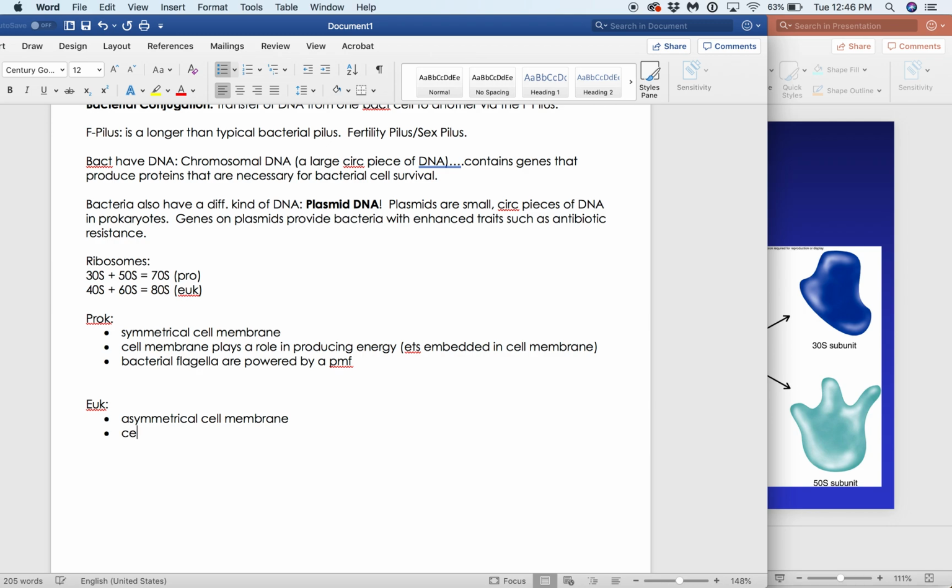So let's do this as a bulleted list too. Okay, in eukaryotes, the cell membrane plays no role in producing energy for the cell. And the eukaryotic flagella, we're going to see this on a later slide, but I'll just give it to you now. They are powered by ATP, not directly by a proton motive force.